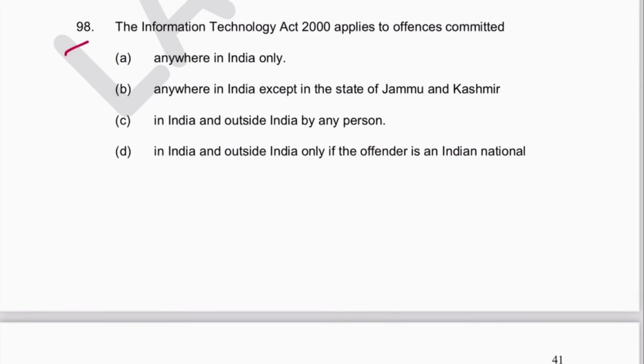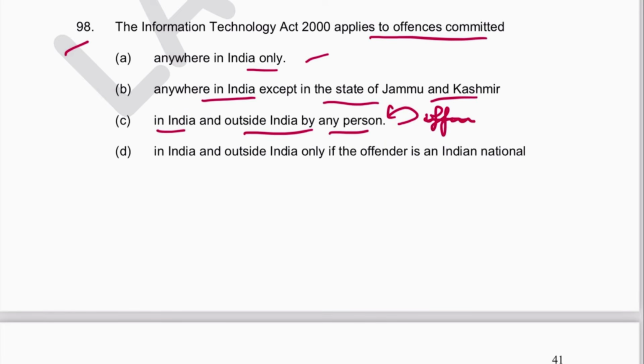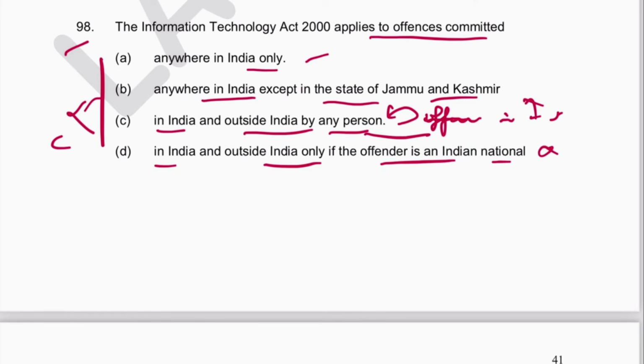Next, 98. The IT Act applies to the offences committed anywhere in India only, or anywhere in India except the state of Jammu and Kashmir, or in India and outside India by any person who commits offence in India through a computer resource and all that. In India, outside India only if offender is an Indian national. So all these options are not proper. They should have mentioned it properly. Outside India by any person. If somebody, let's say in Georgia, does any crime in Georgia or Lebanon, so would it fall under this IT Act? No.